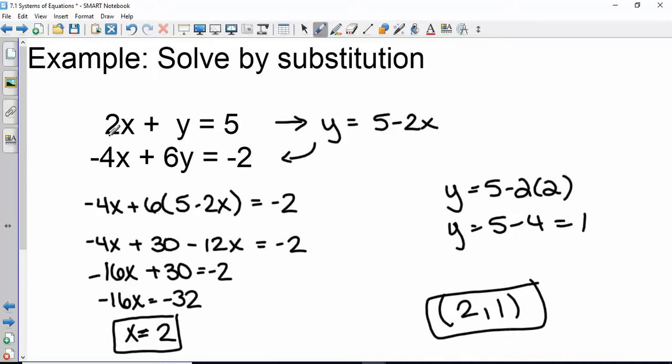And we can check: 2 times 2 plus 1 is 5. Negative 4 times 2 is negative 8, plus 6 is negative 2. So it works. All right.